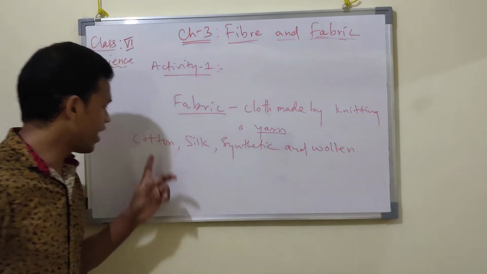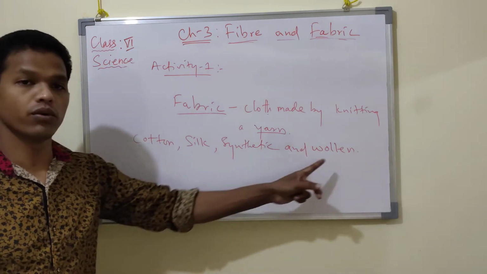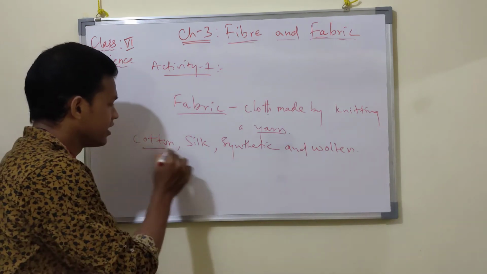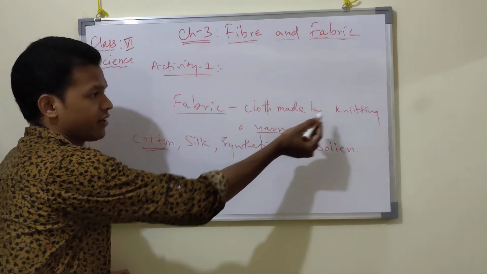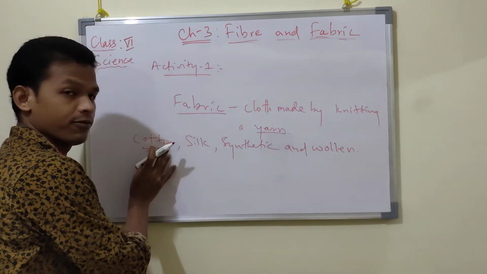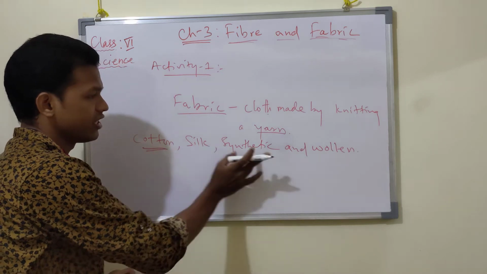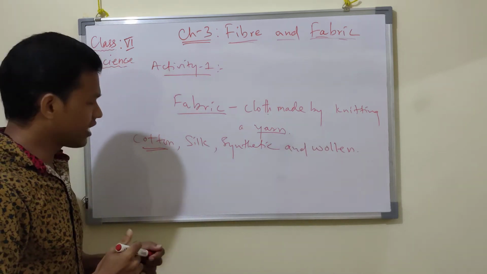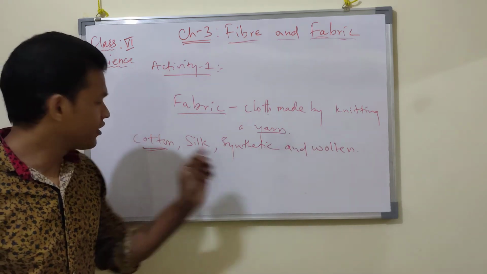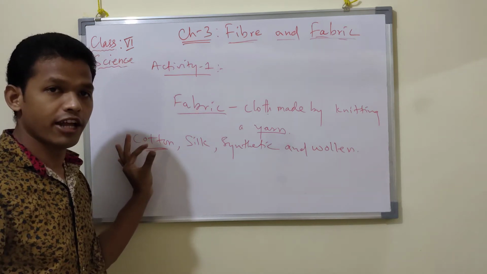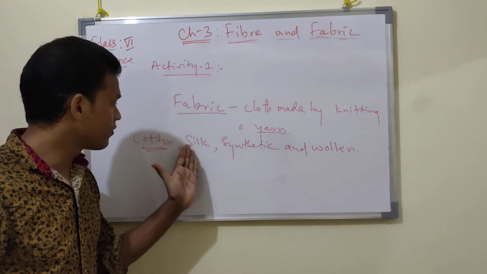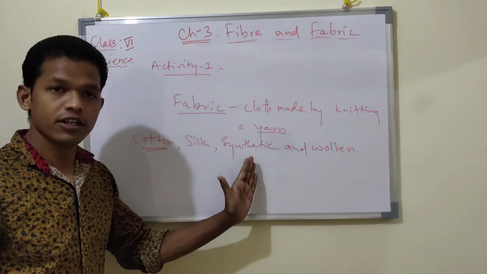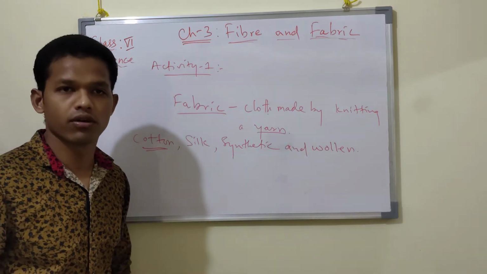Got it now? You'll find cotton, silk, synthetic, and woolen. So these are different fabrics. Cotton is a fabric, a cloth made by knitting yarn. These are the different fabrics we'll find, and you touch them and identify whether this fabric belongs to cotton, or is made up of silk, or is made up of synthetic, or is made up of woolen.